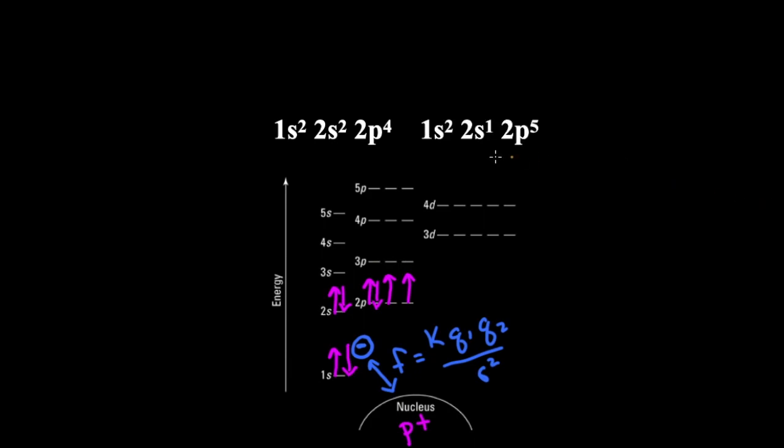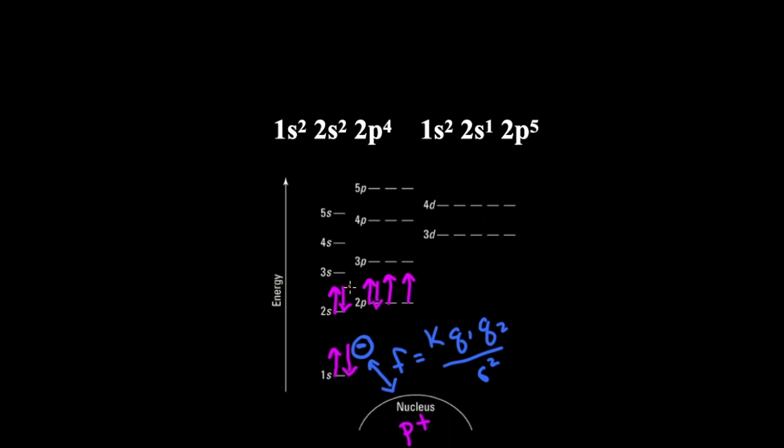And so we can see here that we have 1s2, 2s1, and then 2p5. So what happened from here to here is that we took an electron in the 2s and we moved it over here to this 2p. So these have the same number of electrons, but the difference is that we have an extra electron in this 2p over here, and we have one less in this 2s right in here.